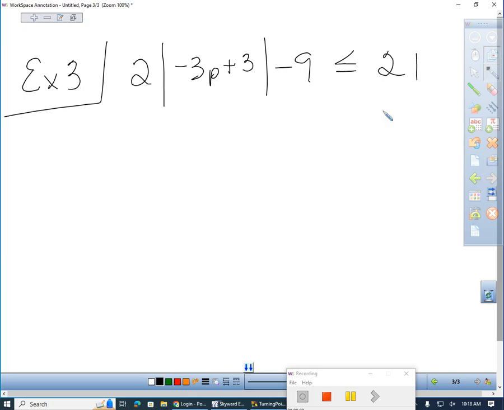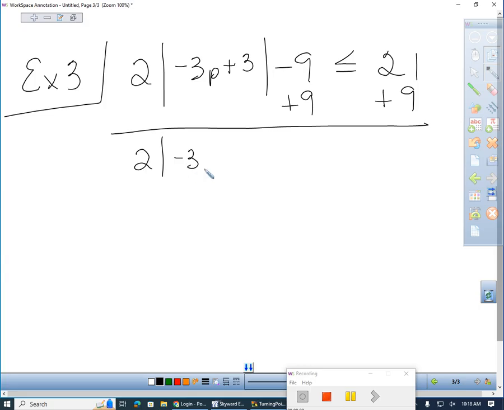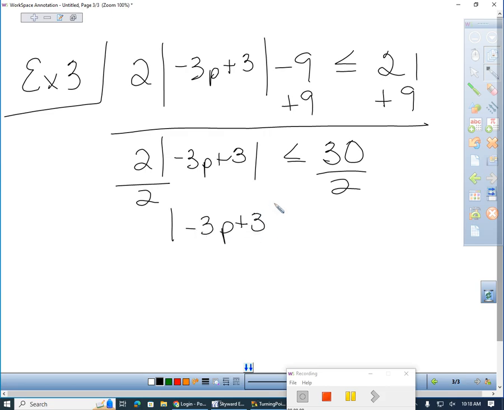Ashton, first step, go. I agree with Clara. Right, we have to isolate that absolute value first. So we have 2 times the absolute value of negative 3p plus 3 is less than or equal to 30. Now what? Now we can divide by 2. I totally agree. So we're going to divide both sides by 2. I have the absolute value of negative 3p plus 3 is less than or equal to 15.